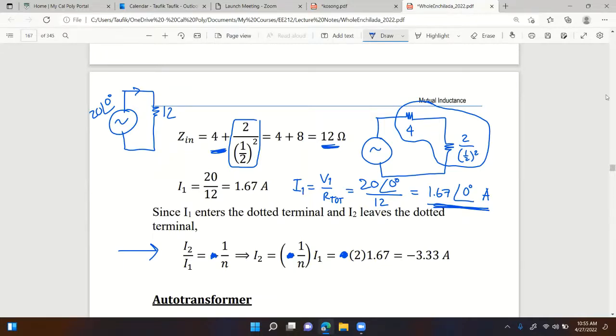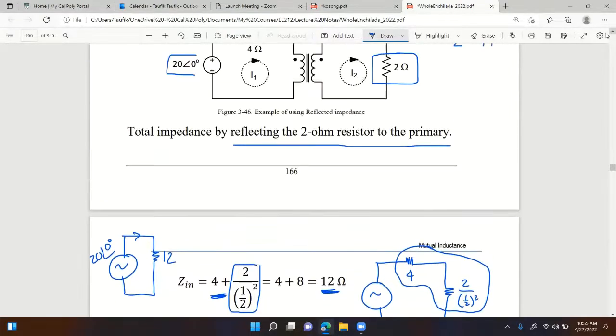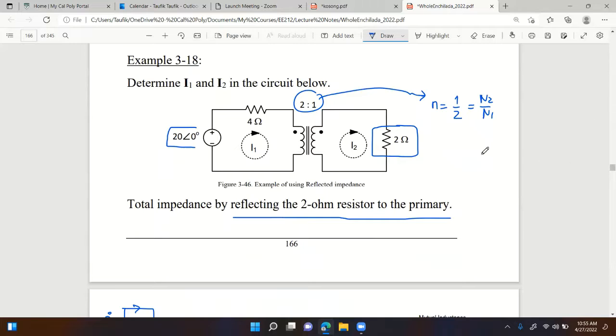How about I2? Well, this is where you need to know the signs. And this is where I made the typo, the mistake, right? Because if you look at the original circuit, you can see that I1 enters the dotted terminal, whereas I2 leaves the dotted terminal. So from our discussion on Monday, if one current enters, the other one leaves, that means the sign is positive, right? So I2 over I1 is equal to positive 1 over n.